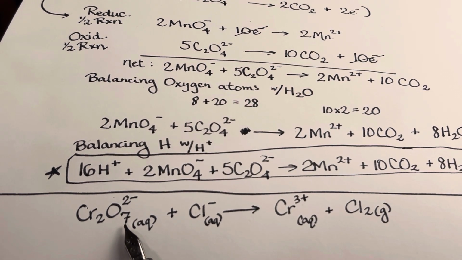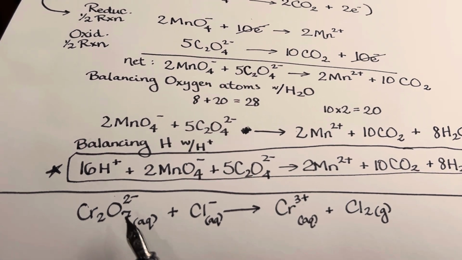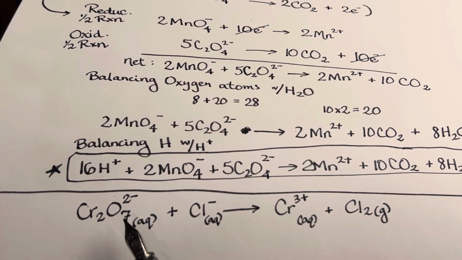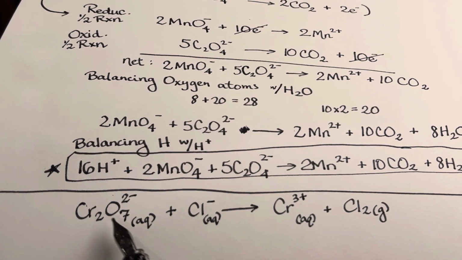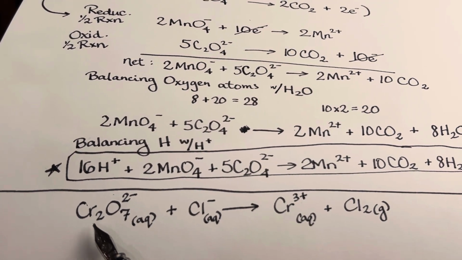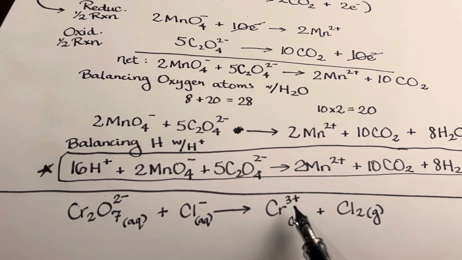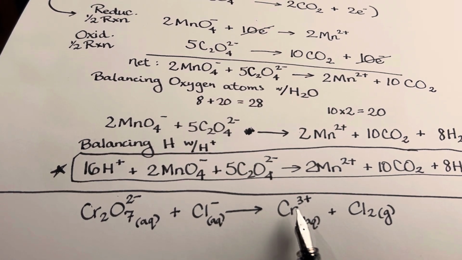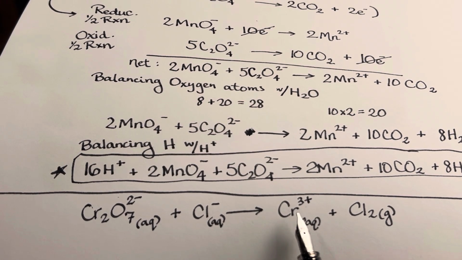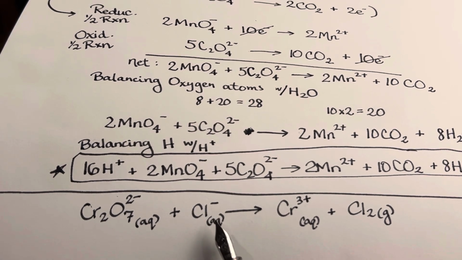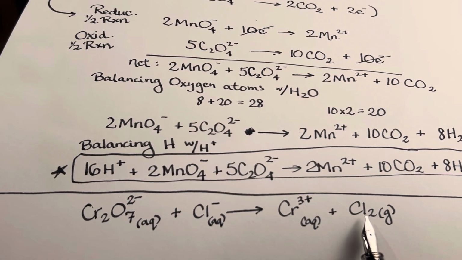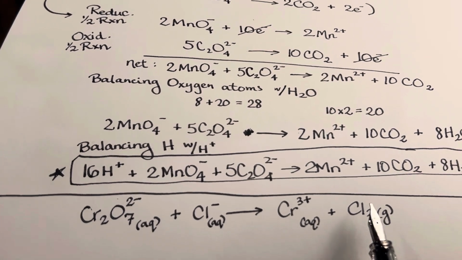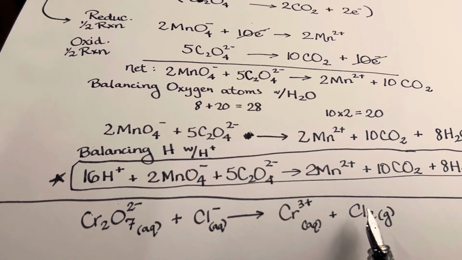So if we are going to have a cation that's plus 12, that means each chromium is plus 6. Over here, chromium is plus 3. So it's going from plus 6 to plus 3. It's getting reduced. Meanwhile, chloride is minus 1, and it's going up to 0. It's getting oxidized. That's Cl2, chlorine gas, chlorine in its elemental form.